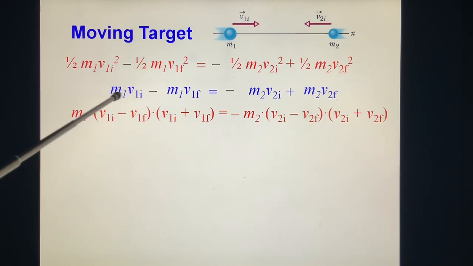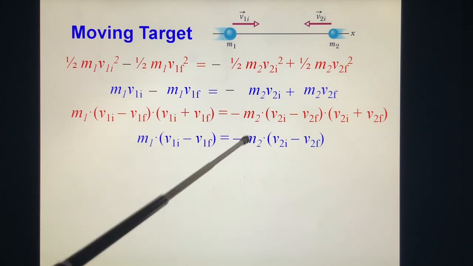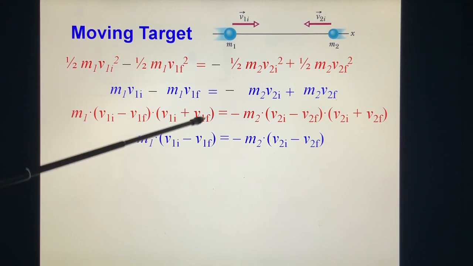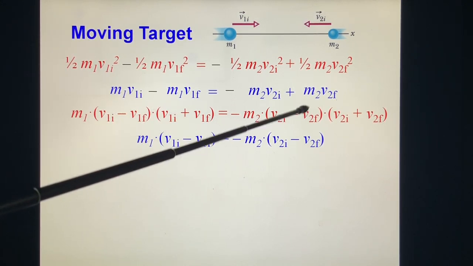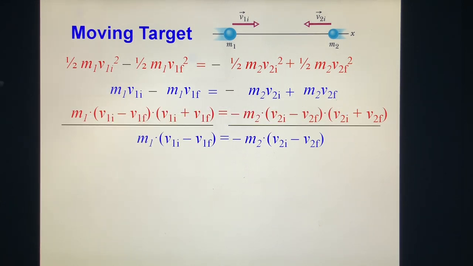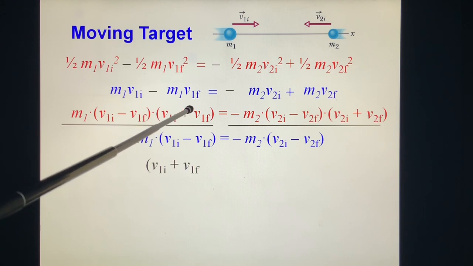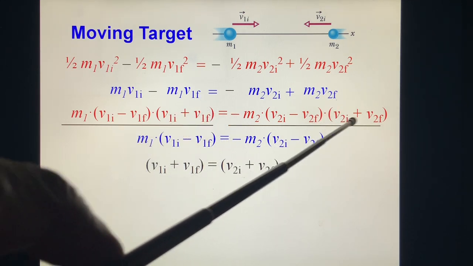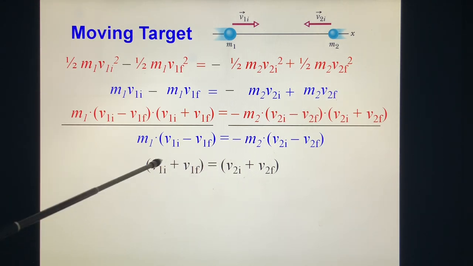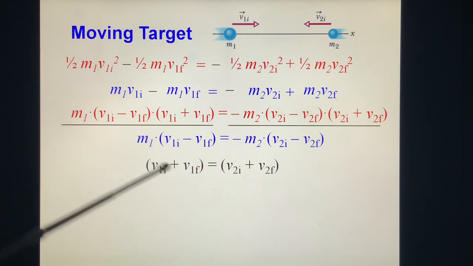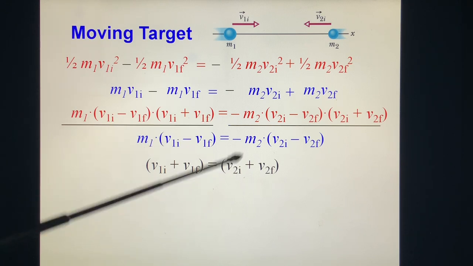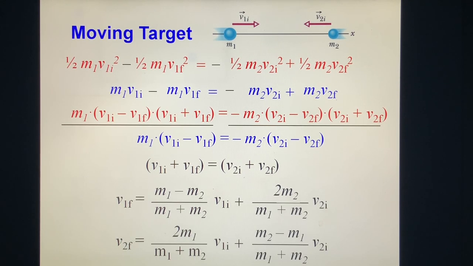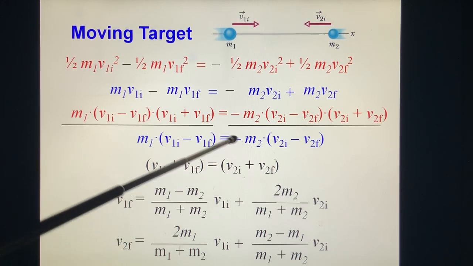We take m1 out. This will be m1 times v1 initial minus v1 final, equals m2 times v2 final minus v2 initial, times the same factor. Now we look at the momentum equation, which is different, but now they have the same factor, so we divide. On the left, v1 initial plus v1 final equals, with the mass terms cancelling out, v2 initial plus v2 final. So this equation plus the momentum equation, two very simple linear equations, we can find v1 final and v2 final easily. Now we get this answer. I don't remember this one because we can very easily get it.